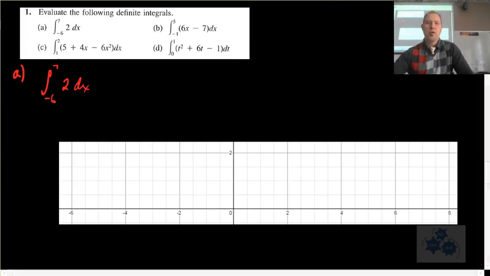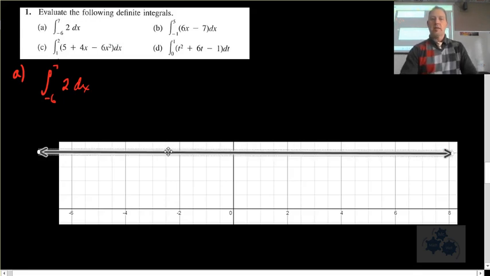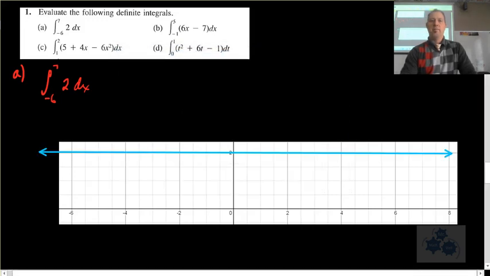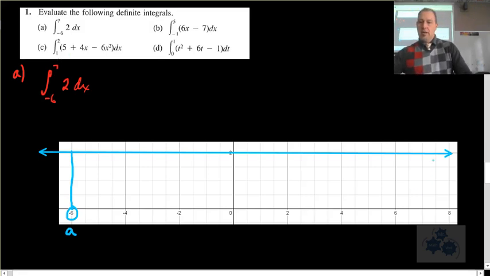Y equals 2 would be this line. I'm going to show it right here. It's going to be this line right here. Pen properties, change that to blue. Okay. But you see how this is y equals 2. So if we're talking about an area under the curve, y equals 2 is a straight horizontal line. And the limits of integration would be from -6, so here is my a value, all the way to 7. Here is my b value, 7, right there, b.